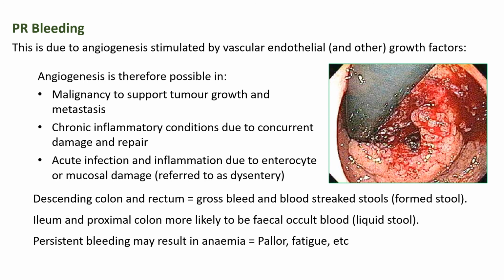The ileum and the proximal colon, of course, it's more likely to be fecal occult blood because there we've got liquid. So the blood will mix with the liquid. You won't necessarily see it. If there's enough of it, it will make it all black and sticky. But in small amounts, you won't necessarily see it, hence the word occult. The other thing to remember is that if someone has persistent PR bleeding, there is a potential for anemia.